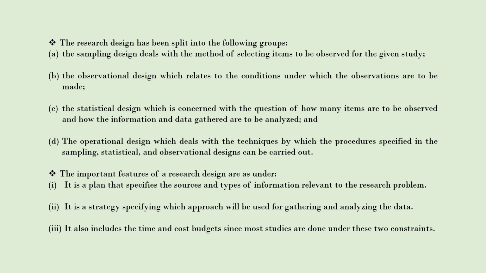So the research design is split into mainly four groups. They are sampling design, observational design, statistical design, and operational design. In case of sampling design, we have to keep in mind the methods of selecting the area or items that are to be studied during the research. In case of observational design, we have to keep in mind the conditions that are present while the experimentation is carried out or during the observation period.